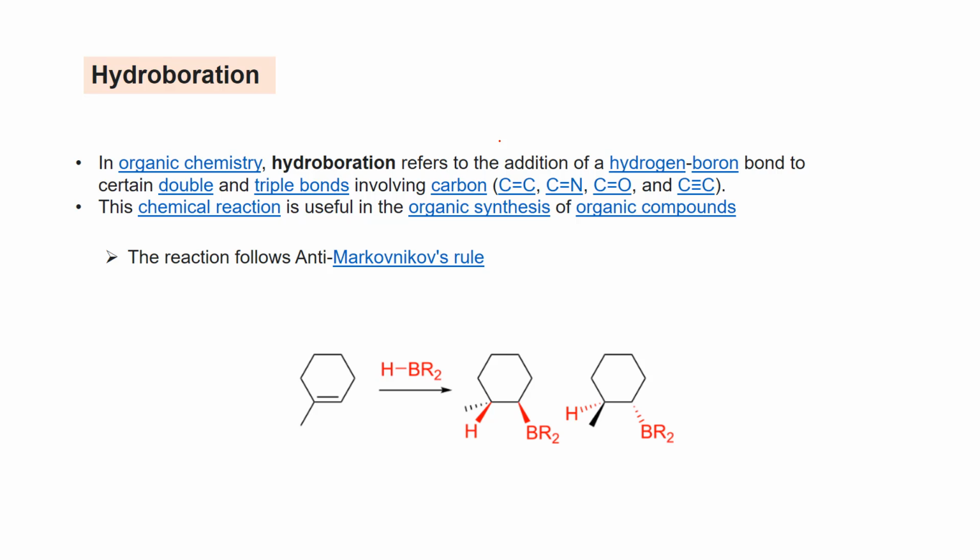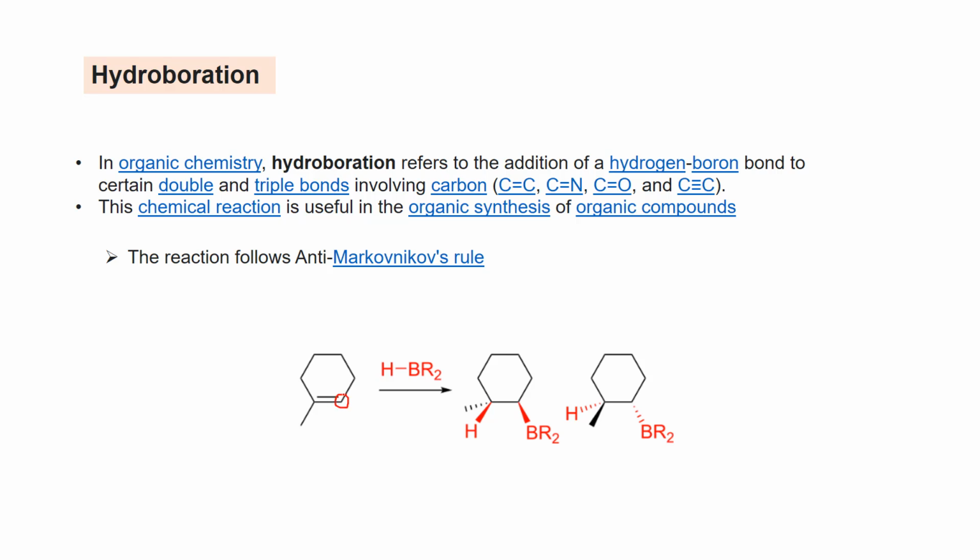In organic chemistry, hydroboration refers to the addition of a hydrogen-boron bond to a double bond or triple bond involving carbon. This chemical reaction is useful in organic synthesis, and this reaction always follows the anti-Markovnikov rule. So what is the anti-Markovnikov rule? According to the Markovnikov rule, the H will be added where the number of H is already greater, but here it will follow anti-Markovnikov. So which is the less sterically hindered part?